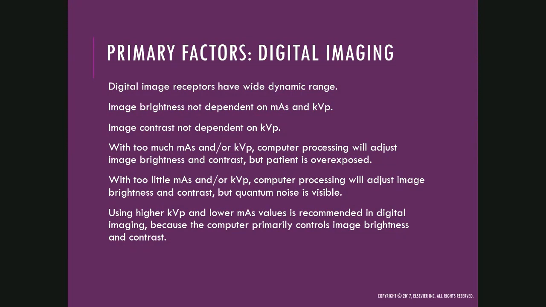However, your image brightness is not dependent on the MAS and the KVP you set. If you overexpose it, it's still going to look the same. If you underexpose it, it's still going to look pretty close to the same. Now, if you have what they would call a gross overexposure or underexposure, if you're just way off, you should have used 60 at 2 and you accidentally set 60 at 20. You used 10 times as much x-ray as you need to, then you're going to have some changes, right?